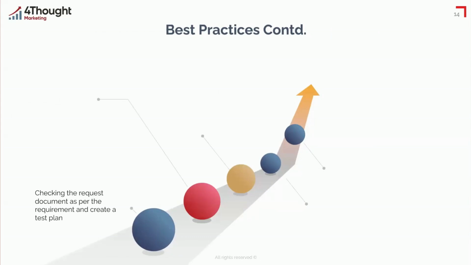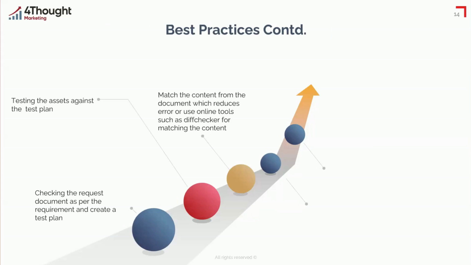So what I always do and what I expect all of you to do while doing a quality check: check the request document as per the requirement and create a test plan. Test all the assets against the test plan details. Match the content from the document, which reduces error. Or you can use online tools such as a text checker for matching the content in case the content size is large.